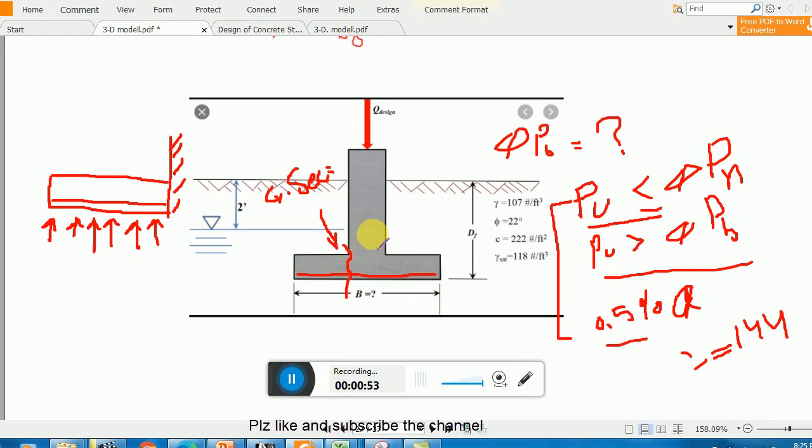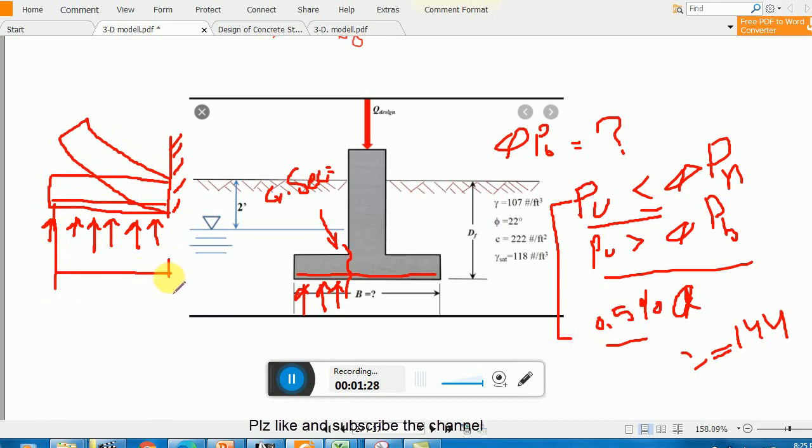We were talking about the critical section. This is my critical section, which is present at the face of the column. Here you must understand that I already mentioned that the loading is from the downward side. The footing looks like a cantilever beam, an inverted cantilever beam. Here we have these bars which are bent. Remember this, the beam bends in this direction, so these are the bars which are in tension.